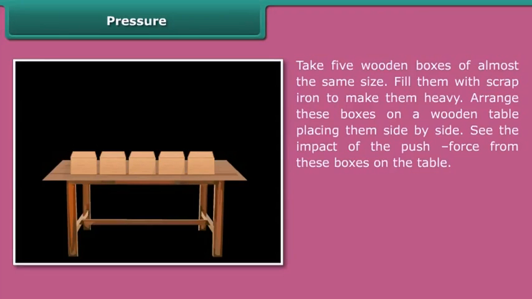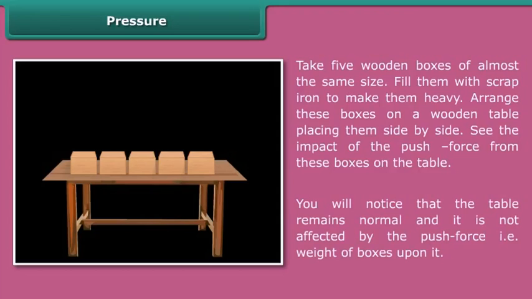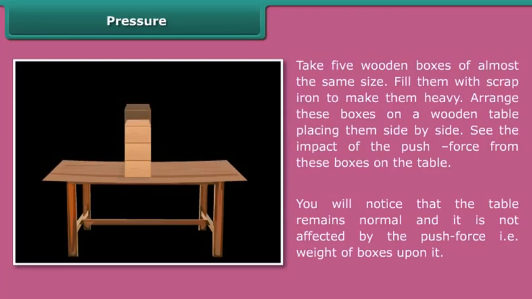Arrange these boxes on a wooden table, placing them side by side. See the impact of the push force from these boxes on the table. You will notice that the table remains normal and is not affected by the push force, that is, the weight of boxes upon it. Now, rearrange these boxes on the same table, placing them towards the center and one over the other. Now see the impact.